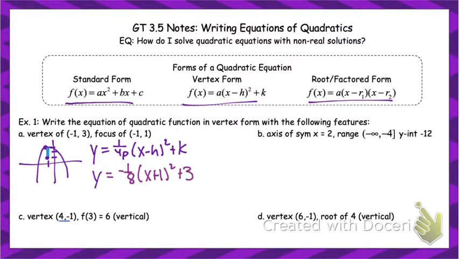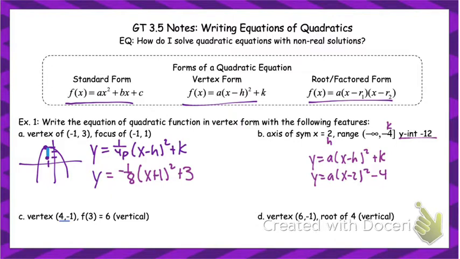This one really just gives us a lot of different vocab. So axis of symmetry, remember that's going to be the x-coordinate of the vertex. If the range is from negative infinity to negative 4, that is the highest point on the graph, which is the vertex. And then the y-intercept we're going to use to help us solve for our a value. So my equation here, I'll start with vertex form. So I know h is going to be 2. I know k is going to be minus 4.